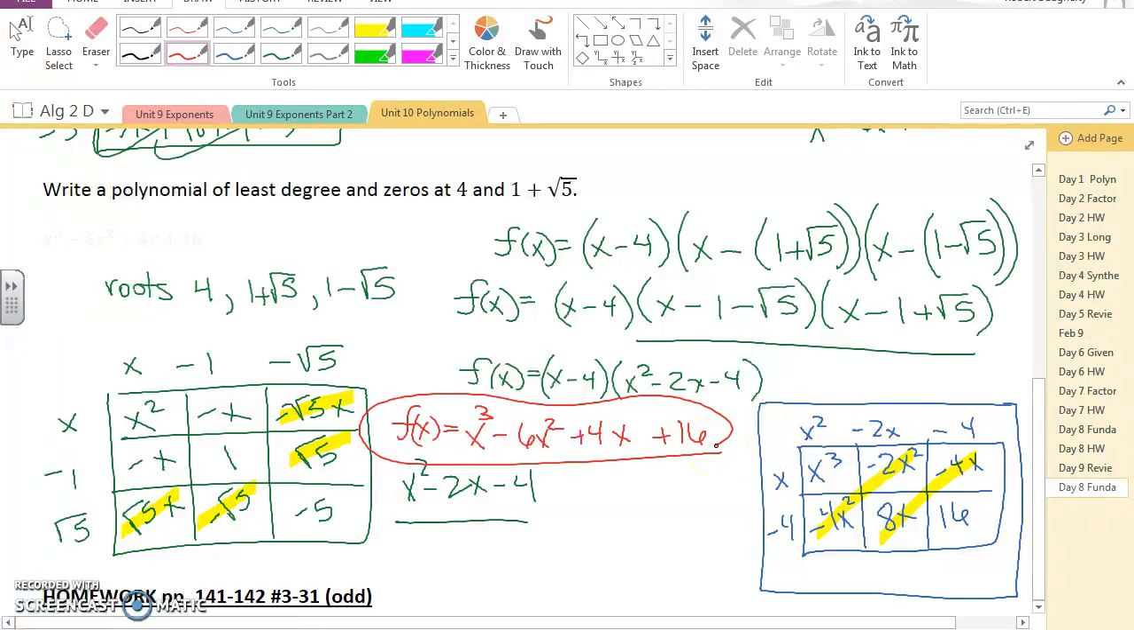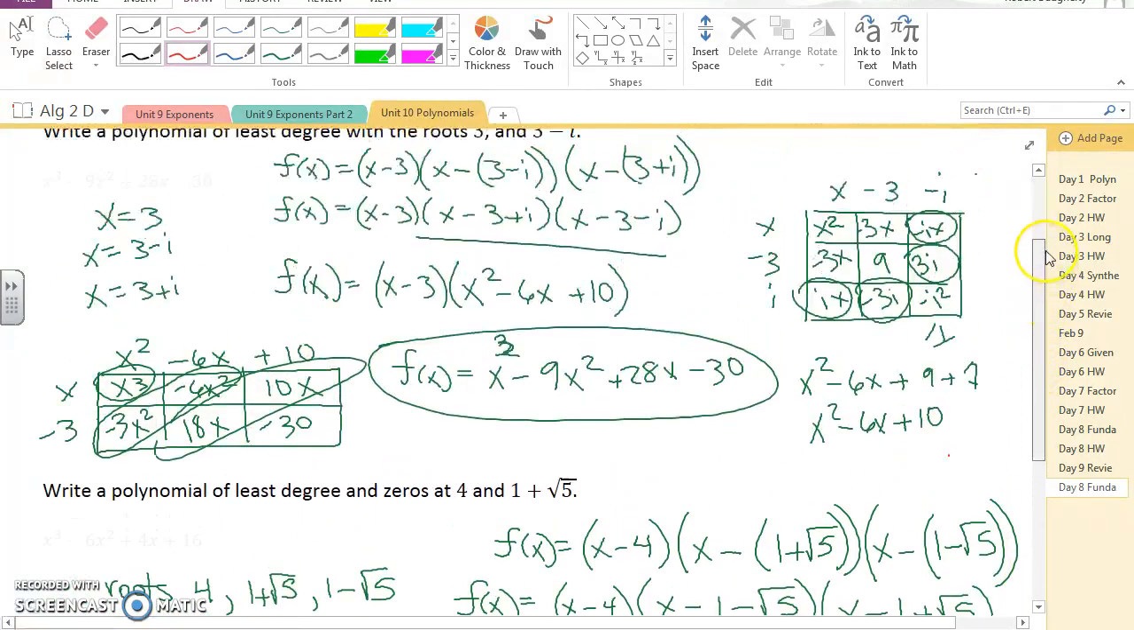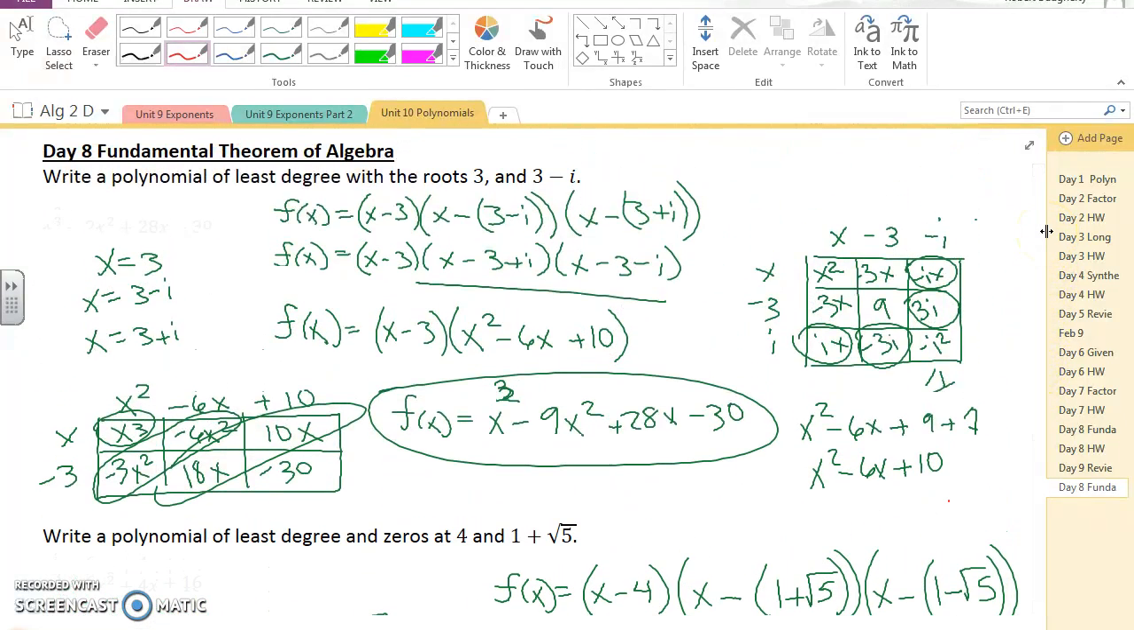So real quick, I just wanted to make sure that you saw the difference between the complex roots and the irrational roots. So all you really have to do is when you have a complex number, like 3 minus i, the root will also have to be 3 plus i. So just a negative in front of the i term.